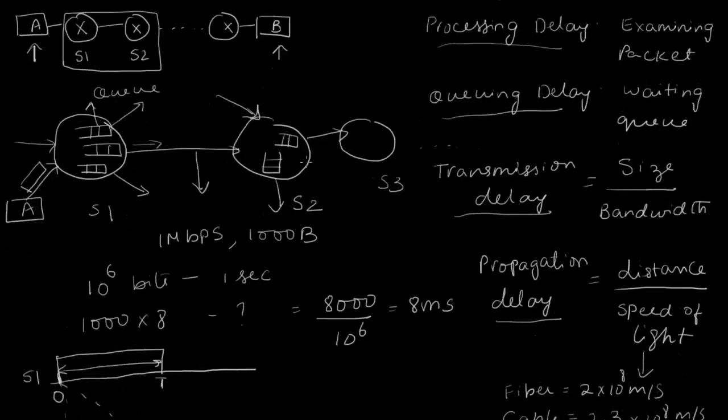Now if you want to know the overall delay it took for a packet to go all the way from A to B, you need to calculate the delay it experienced between A and S1, between S1 and S2, S2 and S3, and so on and so forth, and add up all the delays, and that is the delay experienced by a packet to go from A to B.